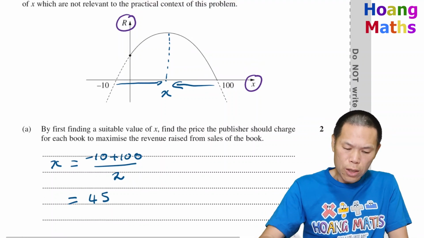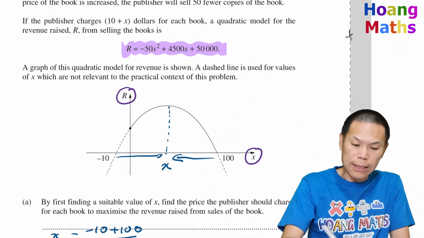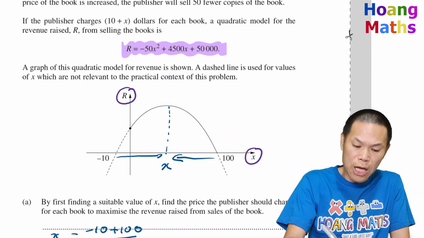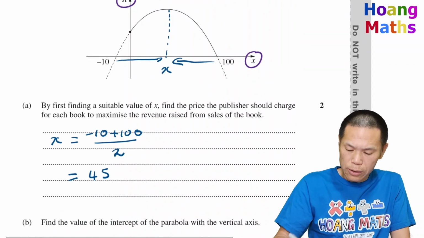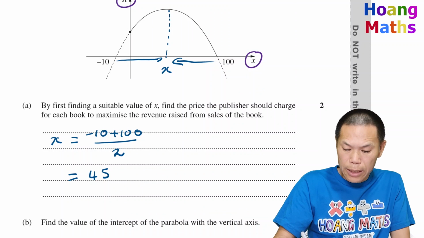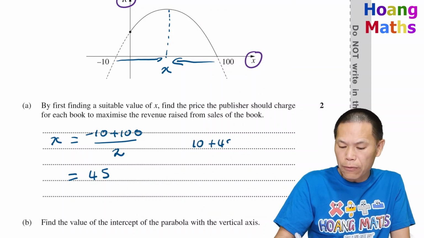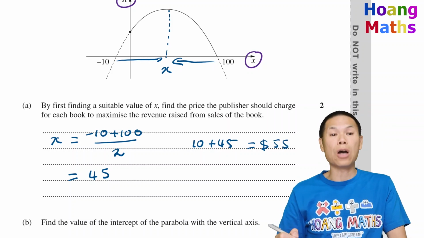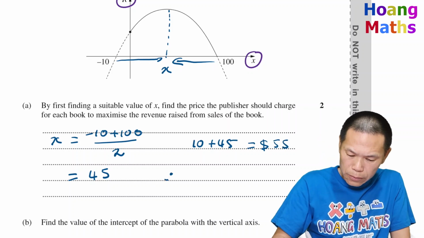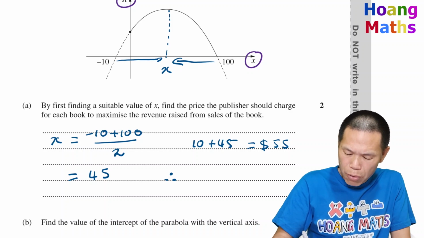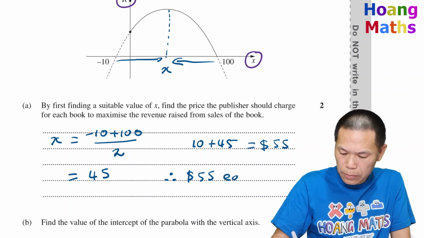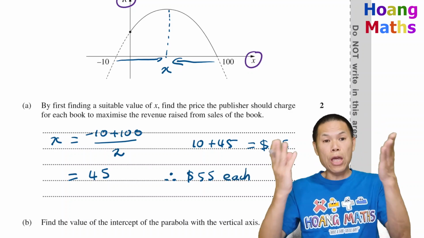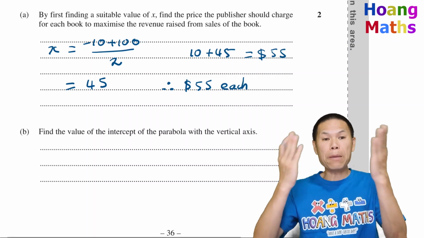So therefore, okay, 10 plus x. If the publisher charged this much, therefore the price is 10, we add 45. So that is $55. So therefore, the price is $55 each. So there you go.